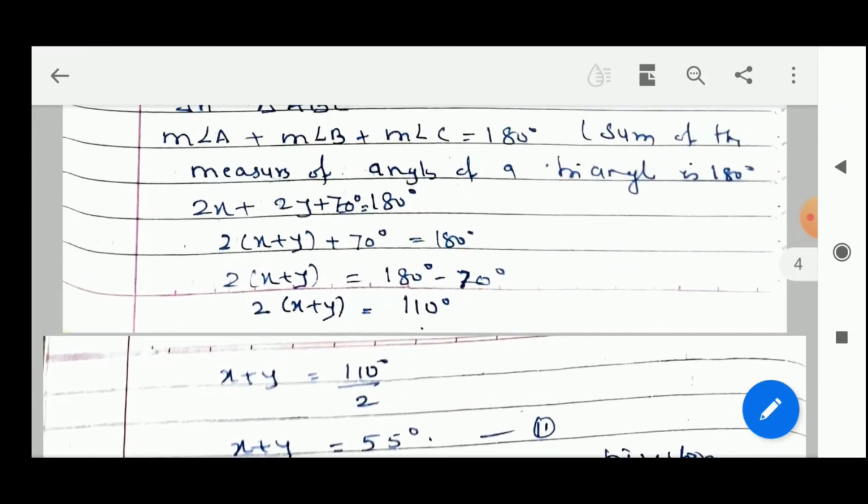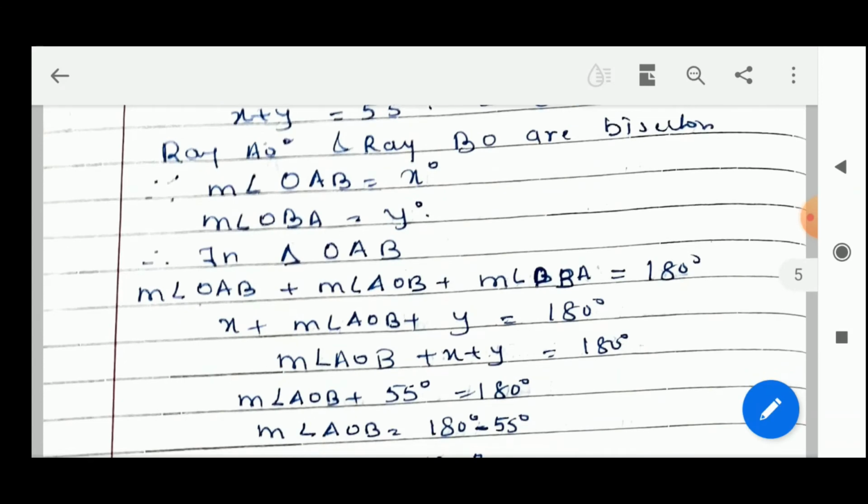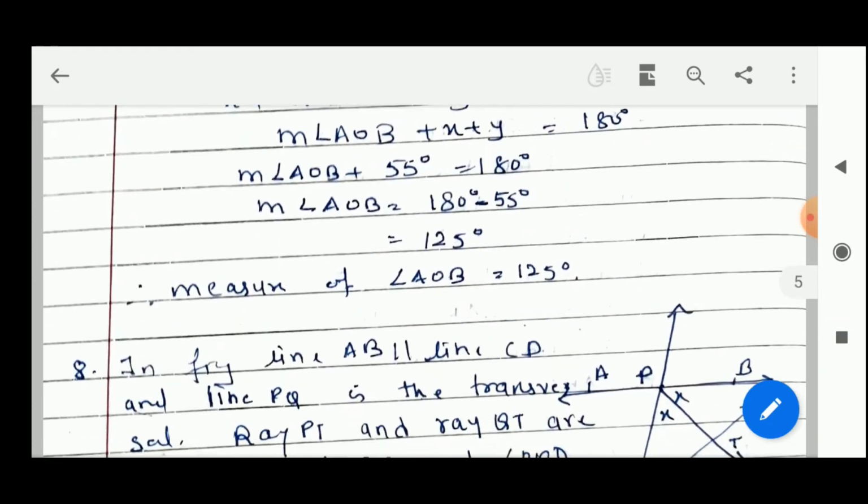So ray AO and ray BO, these are the bisectors of the angle. So measure of angle OAB is equal to x and measure of angle OBA is equal to y. So in triangle OAB, measure of angle OAB plus measure of angle AOB plus measure of angle OBA, this is equal to 180 degree. So x plus measure of angle AOB plus y is equal to 180. So measure of angle AOB plus 55 is equal to 180. So measure of angle AOB is 180 minus 55, that is 125.